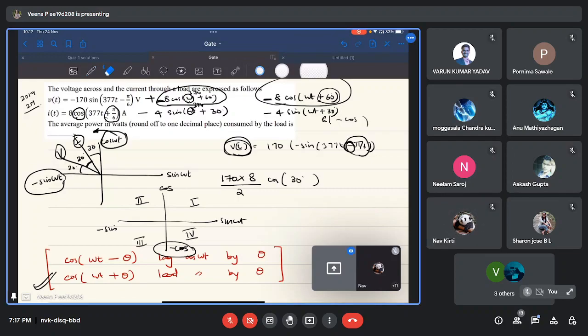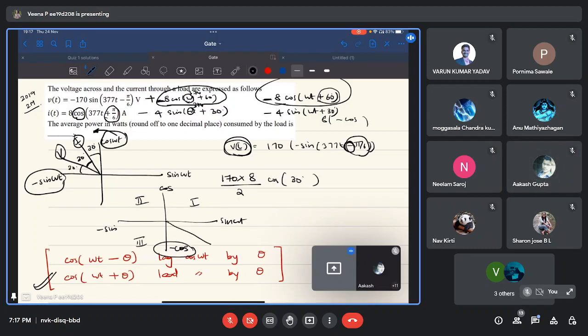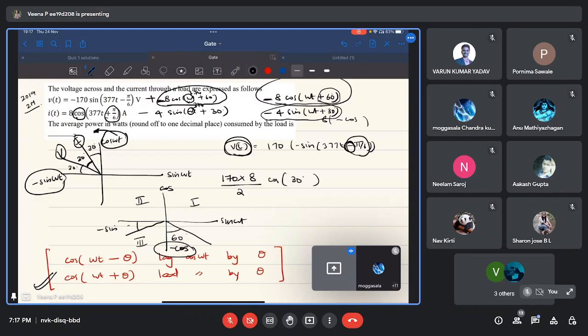Is it clear, Akash? Yes, ma'am. So it will come in the fourth quadrant. It will lead minus cos by 60 degrees. Similarly, minus 4 sin(omega t plus 30) will come in the third quadrant. Yes, it will lead minus sin by 30 degrees.